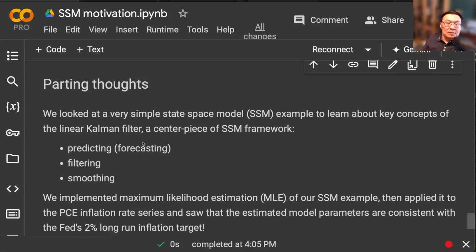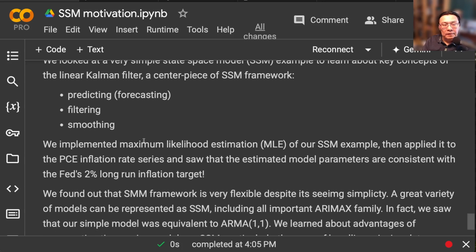Predicting means we're estimating our state using the data collected in the prior periods. Filtering means we are estimating the state for period t, including the data in period t, while smoothing means we're using the entire data set. So we might be using data from the future to better estimate the state variable in the middle of the data set by using the entire data set. We've learned all these concepts, and we've implemented them in Python code.